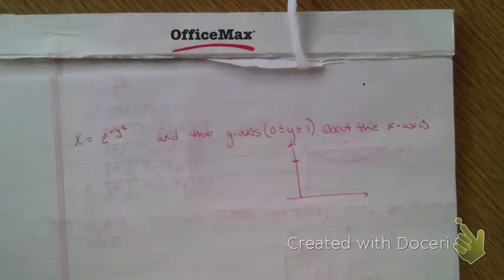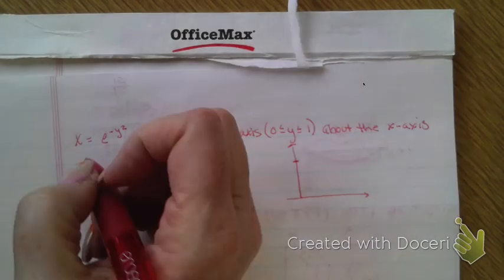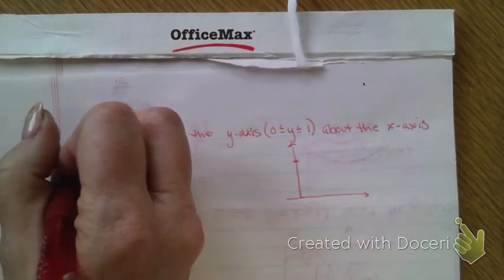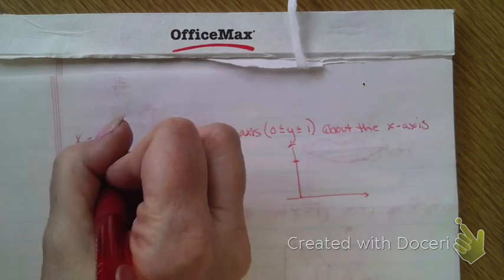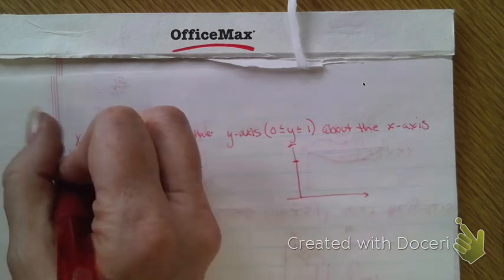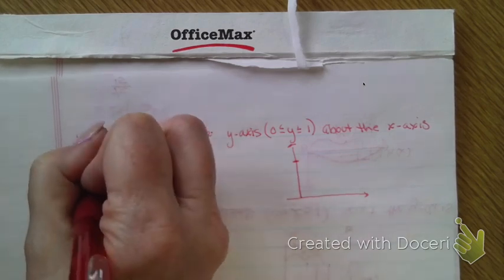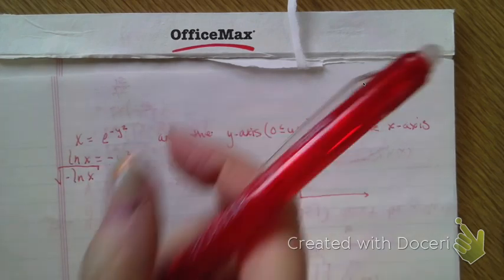You cannot graph it on our calculators. You can use Desmos. Because this is an x equals, well, I guess you could put the natural log of both sides, right? So we have the natural log of x equals negative y squared, multiplied by negatives. So you have negative natural log of x and the square root. That's interesting.